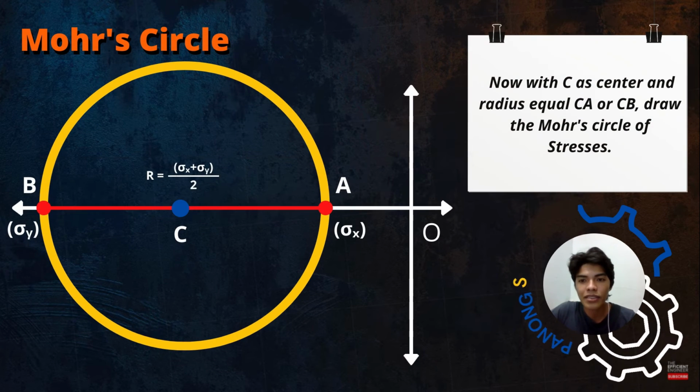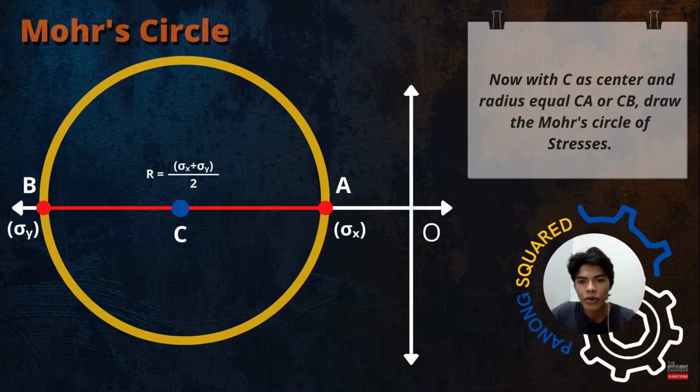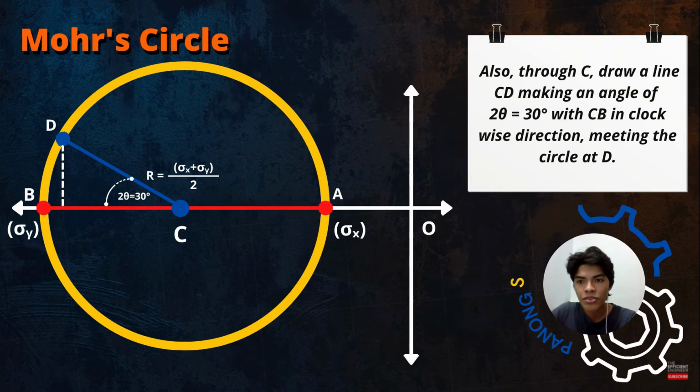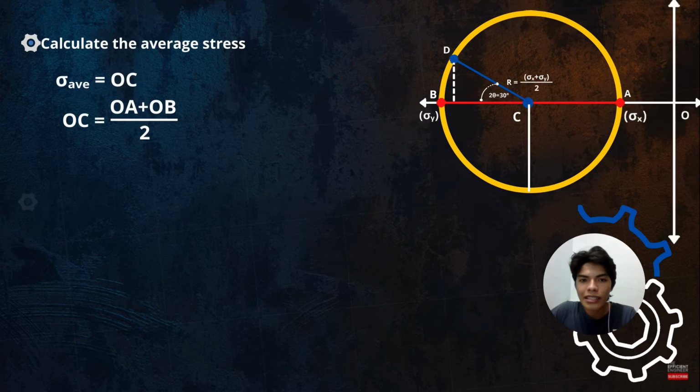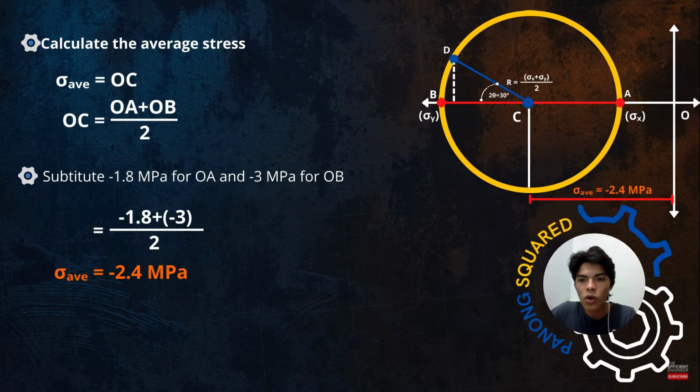Now with C as center and radius equal to CA or CB, we can now draw the Mohr's circle of our stresses. Also, through C, we can now draw a line CD making an angle of 30 degrees with CB in a clockwise direction meeting the circle at D. To calculate the average stress, which is equal to OC, we can use OA plus OB over 2. We can substitute negative 1.8 MPa for OA and negative 3 MPa for OB. Thus, our average stress is equal to negative 2.4 MPa.